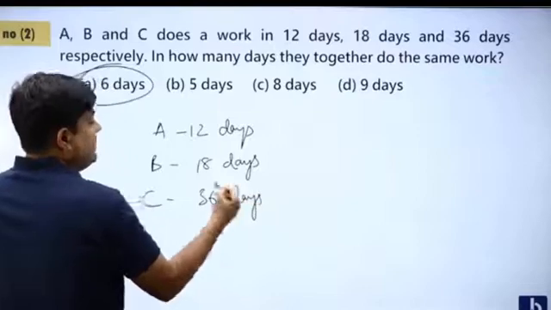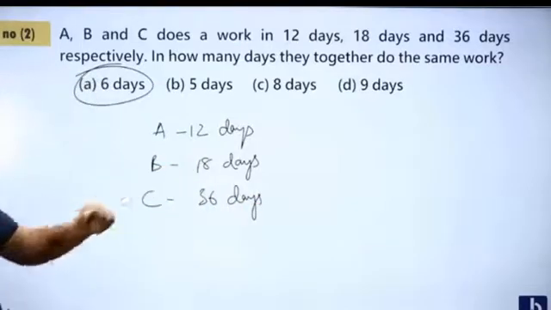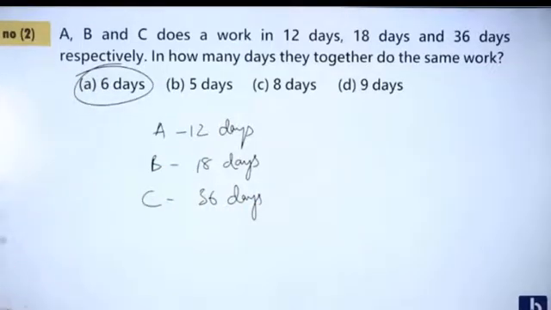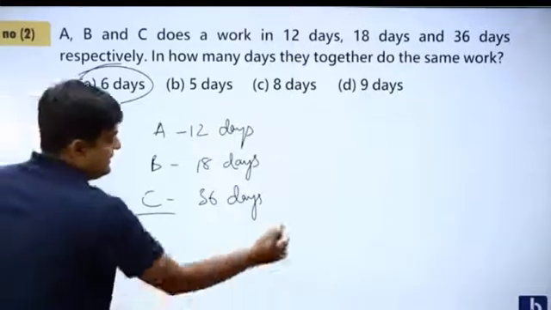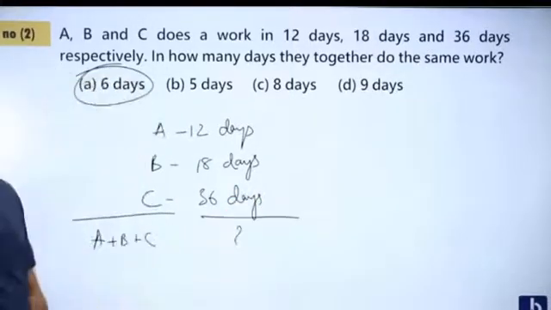A, 12 days. B, 18 days. C, 36 days. In how many days can they together do all this work? A plus B plus C, in how many days, we don't know. So we are supposed to take the LCM.